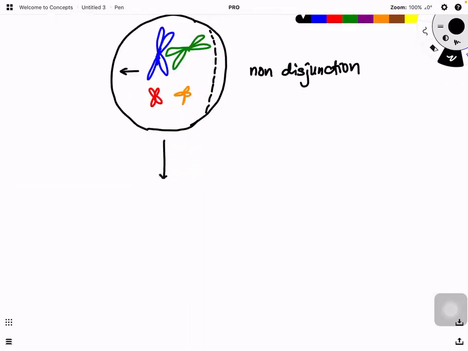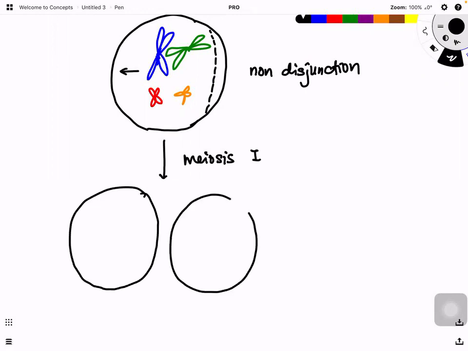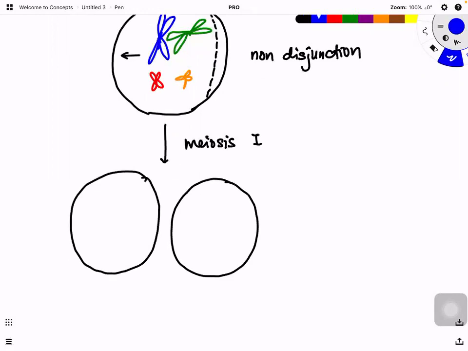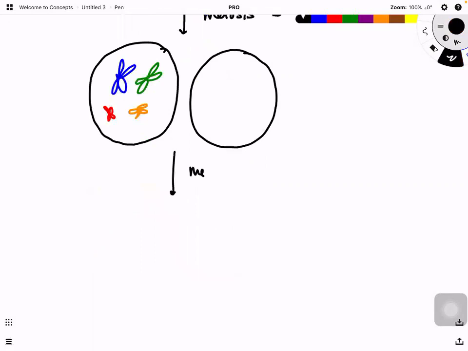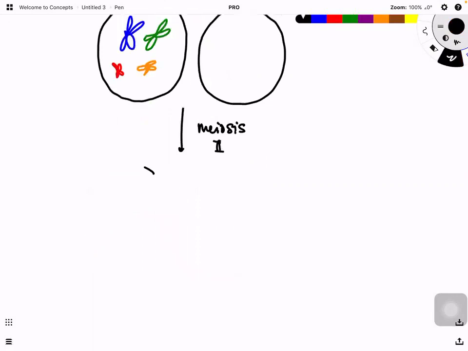what will happen here after meiosis 1? You're going to get blue, green, red, orange together. Blue, green, they are not pairing up. Red, orange together, they're not pairing up. They can't pair up. Okay, and then they complete meiosis 2. When they complete meiosis 2, they're going to form diploid gametes again. So after non-disjunction mutation, we're going to get a diploid gamete.